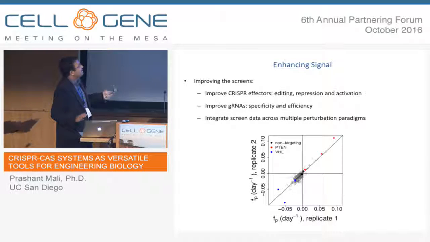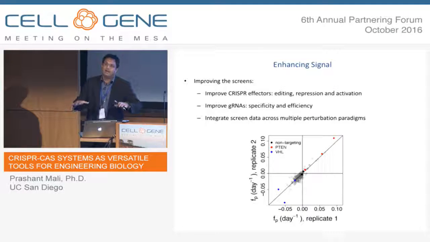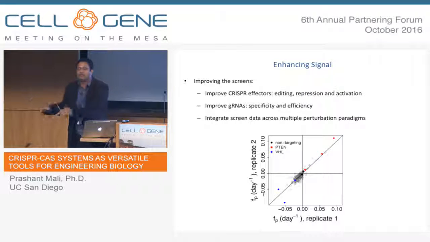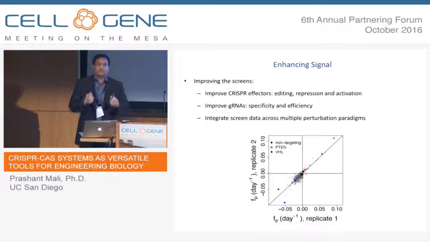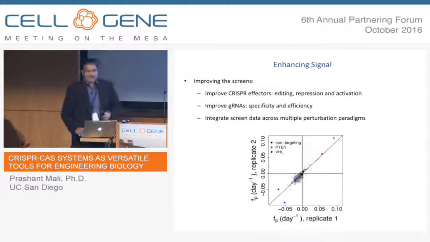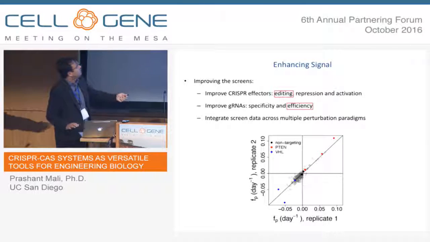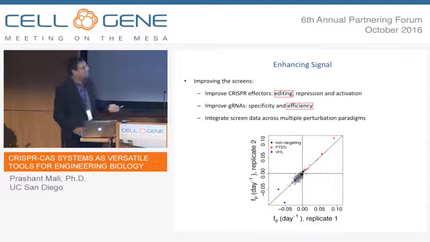And of course, integrating screen data across multiple perturbation paradigms is going to be important, not just CRISPR knockouts, but also CRISPR-I, CRISPR activation, because I think each of these will give us novel insights into the underlying biology. So just before wrapping up, I'm going to quickly show 2 pieces of work that we've been trying to do in terms of improving the editing efficiency of the CRISPR systems and also improving the efficiency of the guide RNAs.